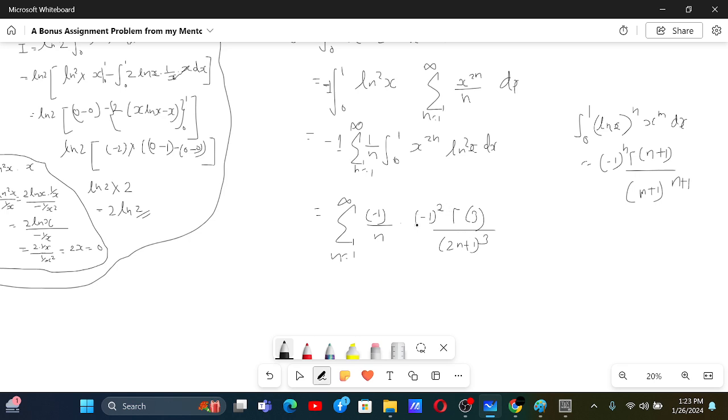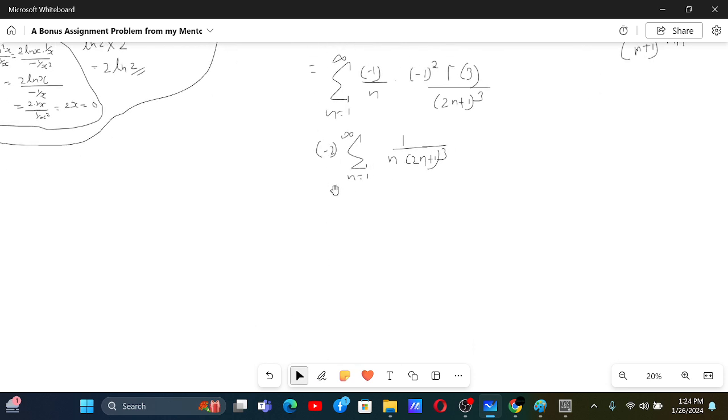Now minus 1 square is just 1, and this is equal to the sum from n equals 1 to infinity. We have minus 2 outside the sum, and then 1 by n times 2n plus 1 cube. Now we can use partial fractions to evaluate this. I have already done the partial fractions, and I hope all of you will be able to do that, because partial fractions is not that hard, but it takes time. That's why I'm writing it directly right now.